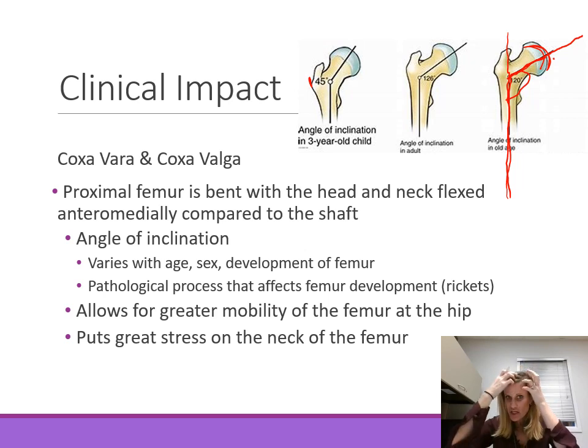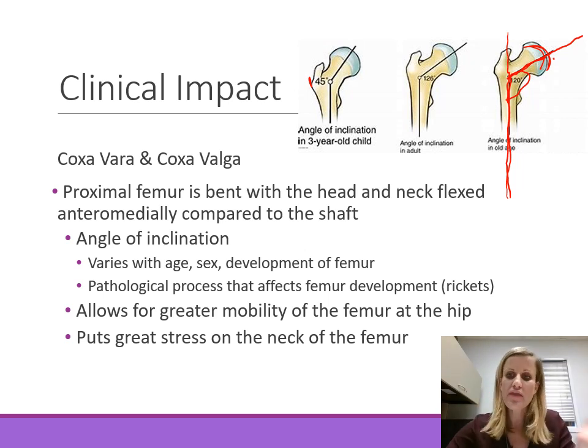The femur is shaped like this in order to provide greater mobility at the hip. The hip is a highly movable joint. There's a ton of mobility present, and this angle of inclination is one of the things that contributes to that. However, the angle of inclination does put great stress on the neck of the femur, which is why when the femur is fractured, it's typically fractured at the neck because of the great stress that's put there.